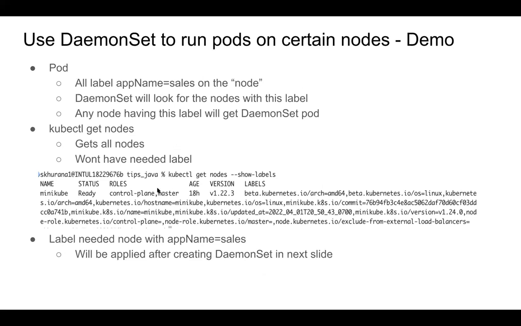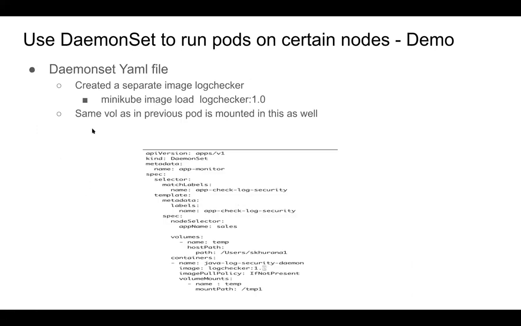So earlier when I was running this before, it didn't have this label. So now I will create a daemon set, and the daemon set definition is like this. You have the API version apps/v1, kind DaemonSet, metadata app monitor, selector matchLabels app check security. And why have we given these labels? So that we can use the same label here. This is the same example which I was showing you on one of the previous slides.